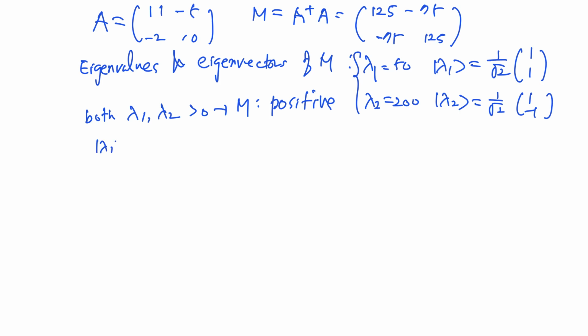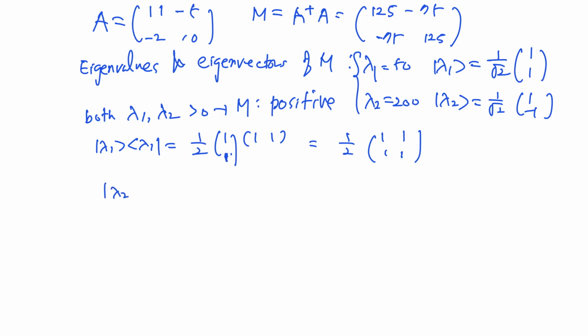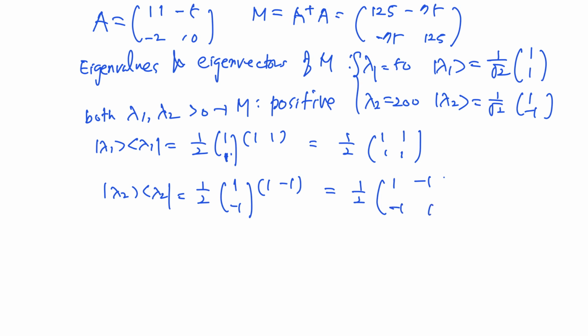So, outer product. (1/2)(1,1)(1,1) equals 1/2 times the matrix [1 1; 1 1]. For lambda 2, (1/2)(1,-1)(1,-1) equals 1/2 times [1 -1; -1 1], right? So let's try to find the square root of lambda 1 times the first projector, plus the square root of lambda 2 times the second projector.